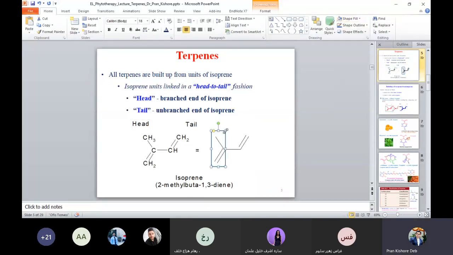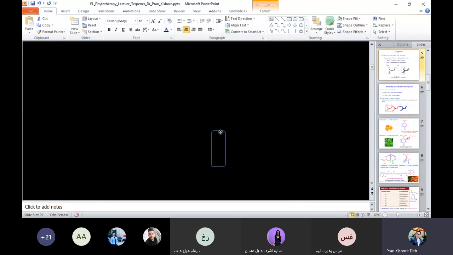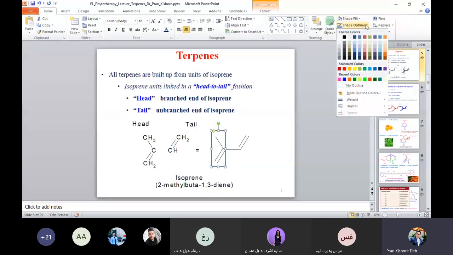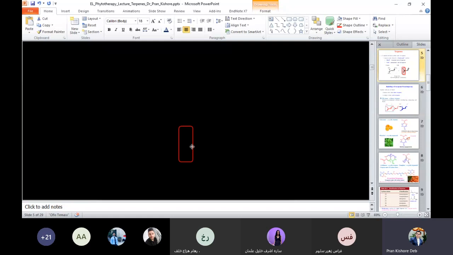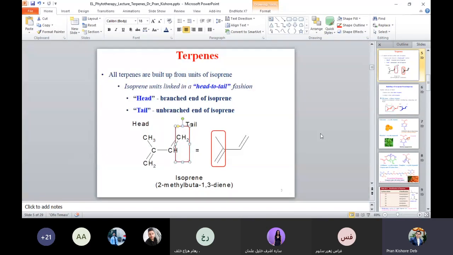Once again, I put a box. This box represents the tail or head portion of the isoprene. This is the head, the red color region. The head of one isoprene will combine with the tail of another isoprene. So they join with each other head to tail fashion, not head to head or tail to tail.